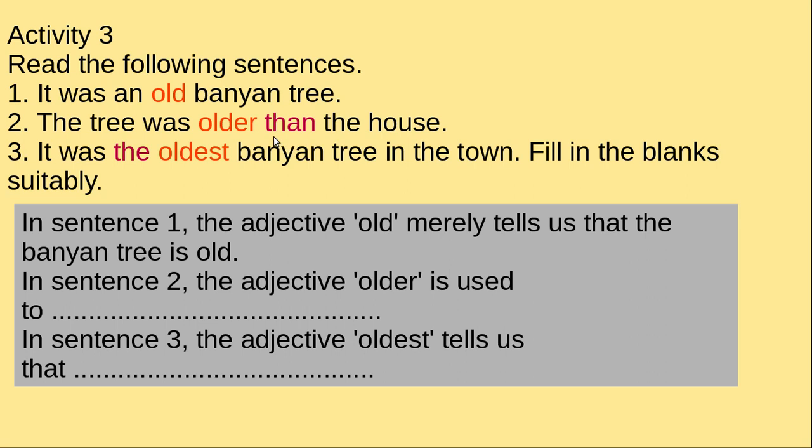Don't forget to watch it, right? Then the next one: the tree was older than the house. Here, older is used to compare the tree and the house. Is it clear? And the oldest banyan tree in the town, that is oldest, tells that the banyan tree was older than everything there in Dehradun.